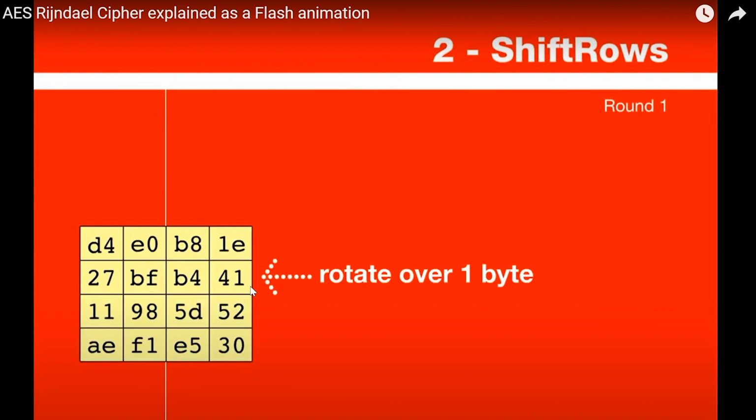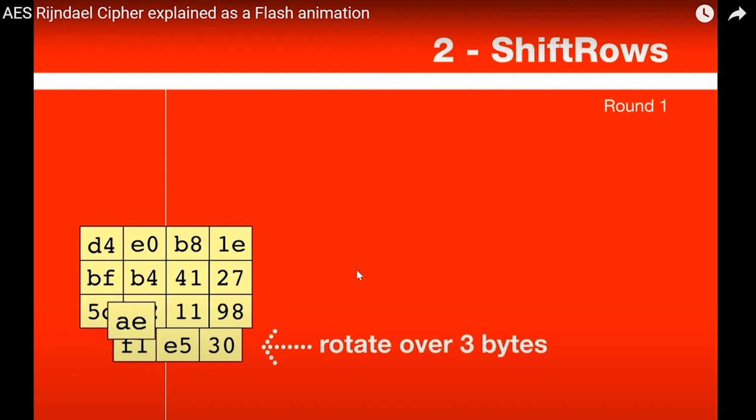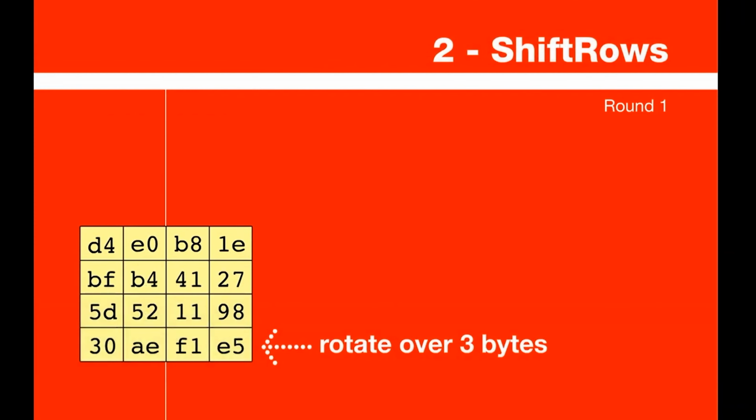So we take the current state, we leave the first row untouched, the second one we shift left once, then twice, and then 3 times. And that's it.